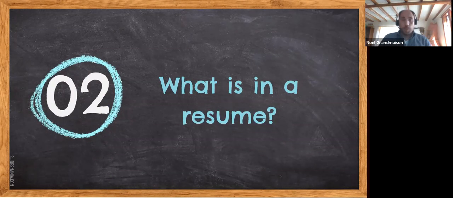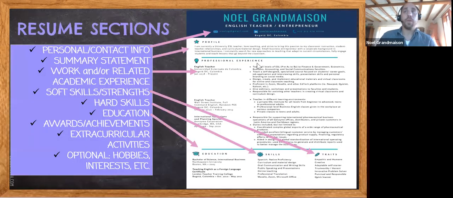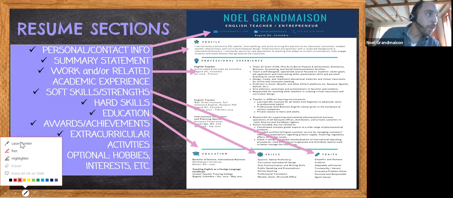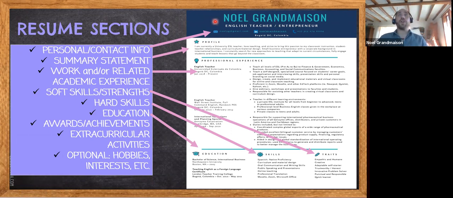So, section two, what is in a resume? There are basically, I think, six things that you should always include. And then, depending on your space and your interests, you can include more. Obviously, the first one is always going to be your personal or your contact information. And I will give you more tips on that in a second.